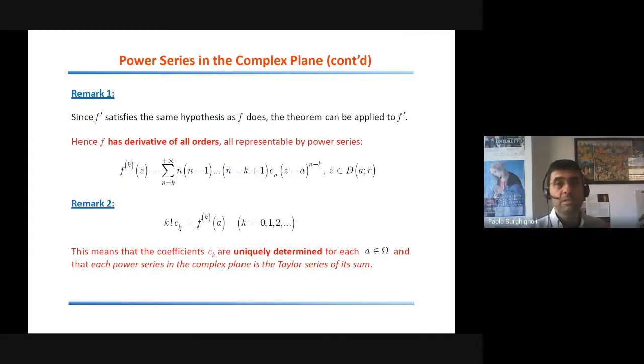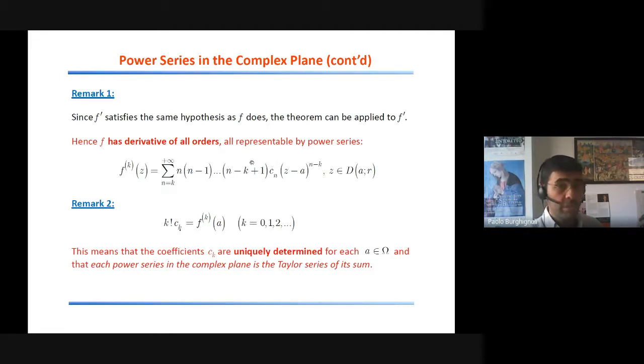Two remarks about this. Since the first derivative now satisfies the same hypothesis as f does, so it is a function which is representable by power series, you can go on and apply the same theorem to the first derivative. So if you do that, you will discover that the second derivative exists and it is representable by power series, and as a consequence, the third derivative exists, and so on. So you will discover that the function f has derivatives of all orders, and all are representable by power series, and each derivative can be obtained by differentiating term by term the original power series the right number of times.